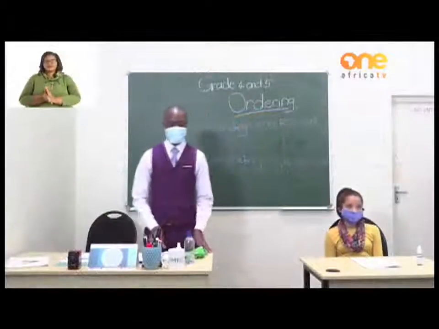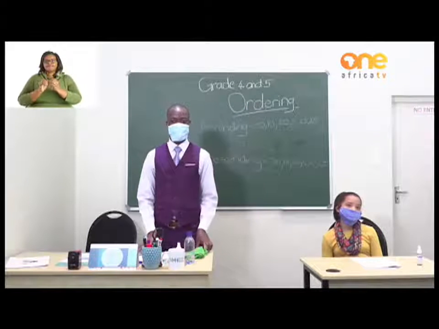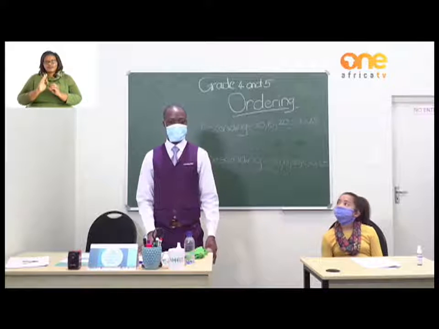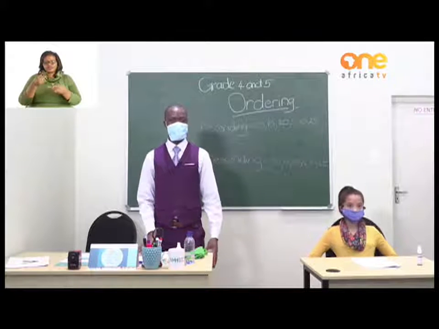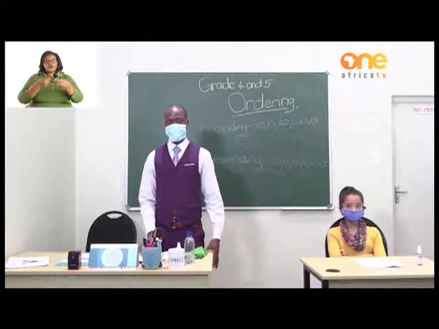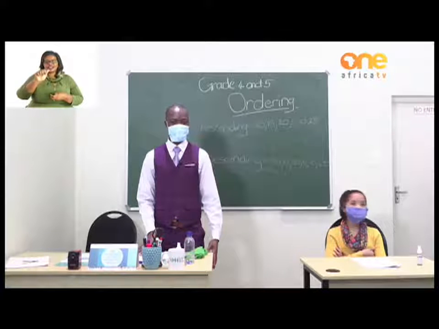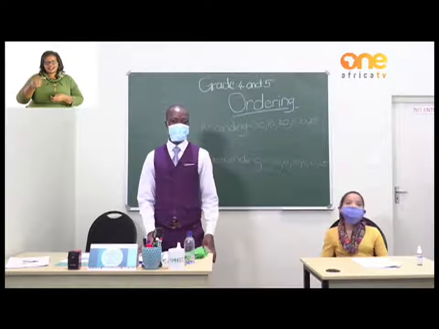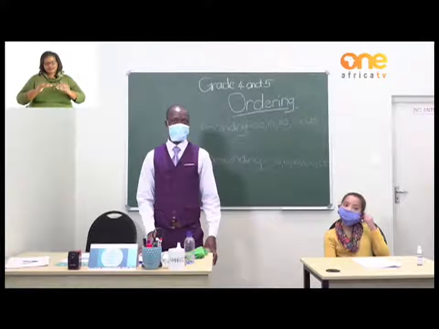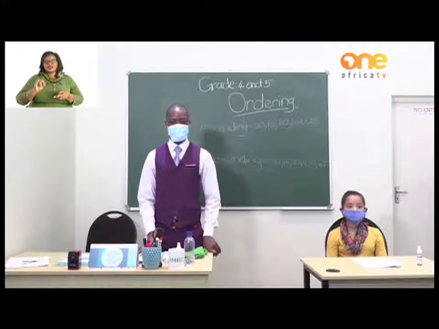Now we are focusing on ordering numbers. When you are ordering numbers, we are arranging numbers. So there are two ways of arranging numbers. You can arrange from the smallest to the biggest, and that is called ascending order. Then the other way of arranging numbers is descending order. When you are putting numbers in descending order, you are starting with the biggest to the smallest.